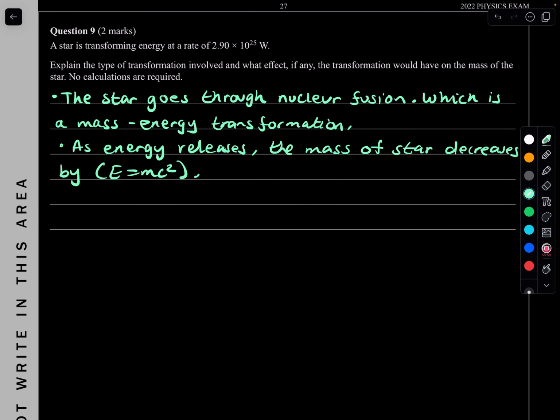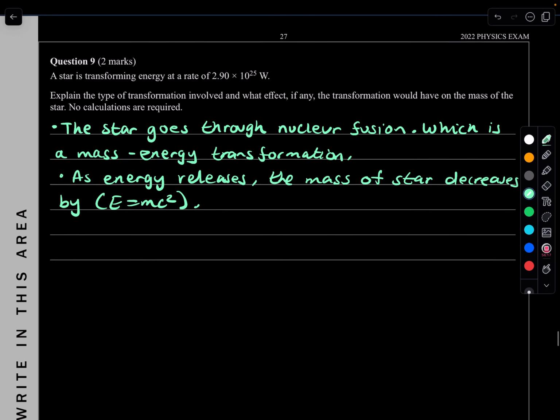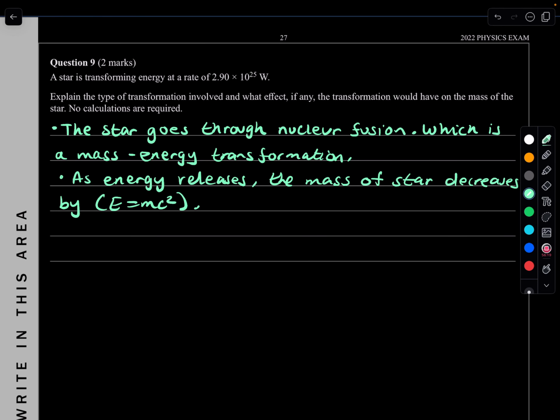It's not that high, but I think a lot of students might forget about this. This is very important. Remember, have it on your summary sheet. Sometimes little information is needed here, because it's not very focused on the energy transformations of stars. But overall, the star goes through nuclear fusion, which is basically a mass-energy transformation, and we know that the mass of the star decreases with time.